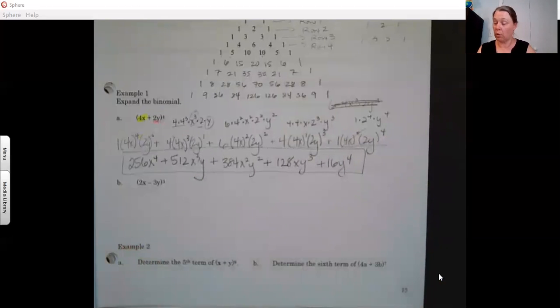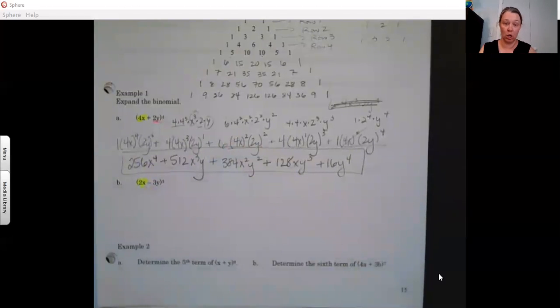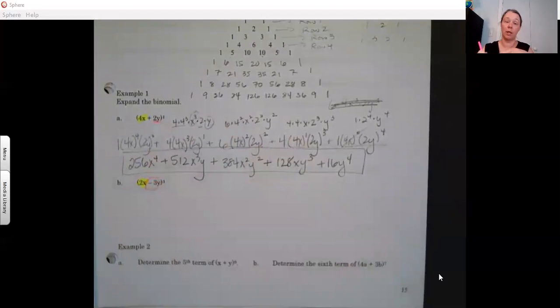Now, when you do the next one, this is like your first thing. You have to think of this as negative 3y, because it's like plus a negative 3y. So careful with that. Please with the parentheses. Okay, so try it.